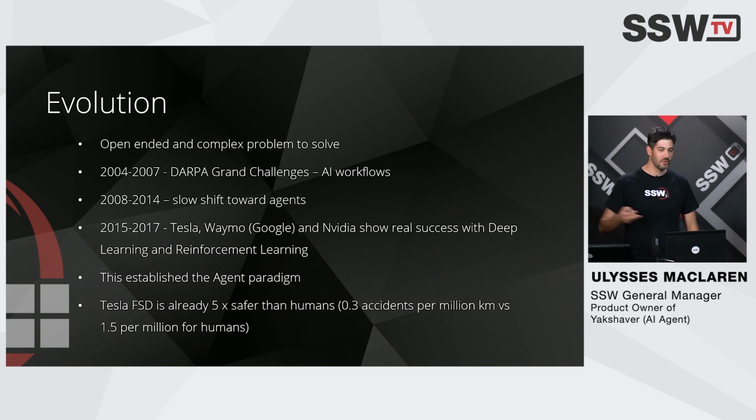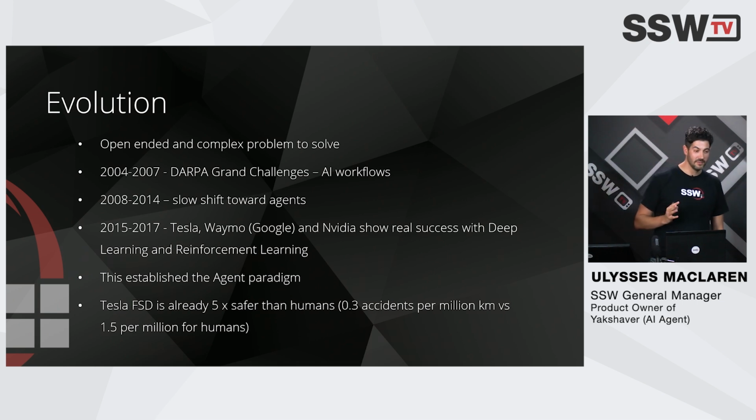And it's a good one because everyone can understand this, right? It's not a weird cloud thing or something. It's very physical. You know what it's talking about. The stat that I found out, and I'll tell you how I found it in a second, is that Tesla full self-driving is already 5 times safer than human drivers. So the stat is that it only has 0.3 accidents per million kilometers versus 1.5, which is the average for humans. So that's a pretty interesting stat.